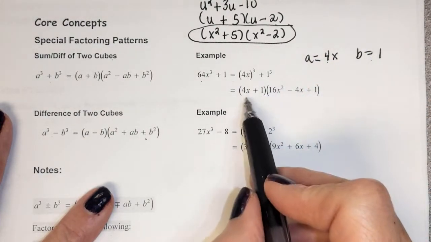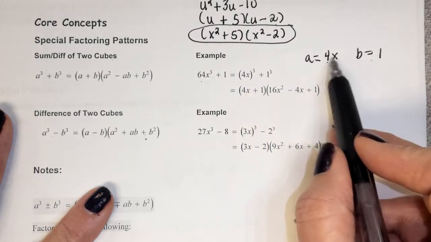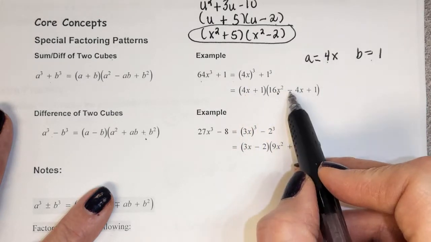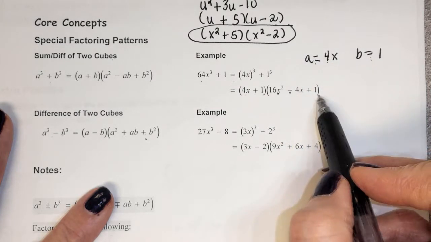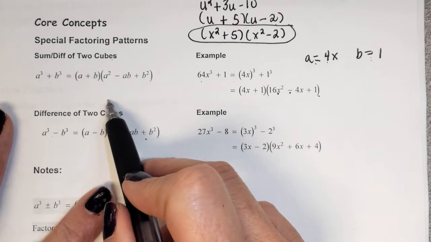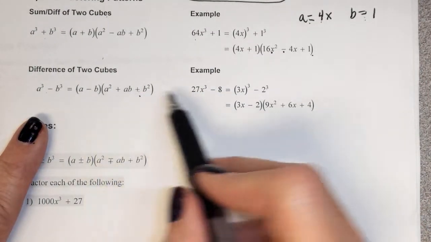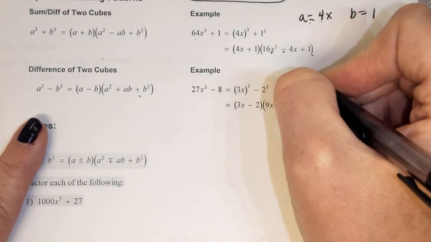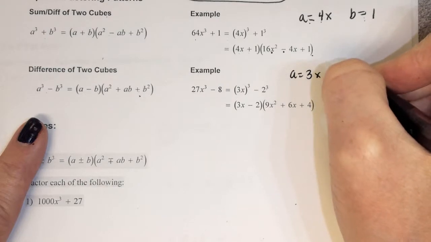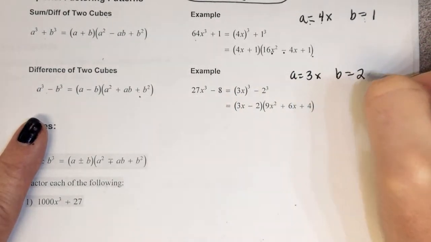So look at what they did when they factored it. They did a plus b, and then it's a squared minus a times b, and then plus b squared. See how they're just using that formula? Okay, over here, they're going to use this formula. What's the cube root of 27? So a is going to be 3x. What's the cube root of 8? So b is going to be 2.